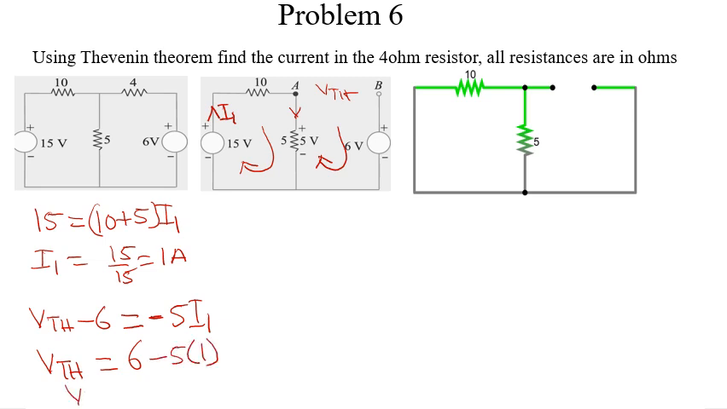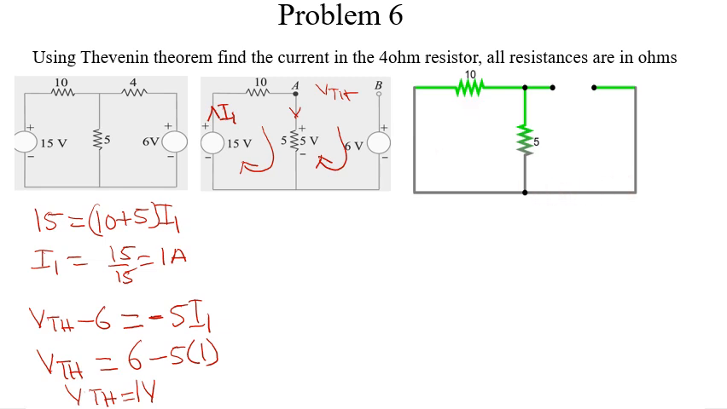So our VTH now becomes 1 volt. Basically VTH is now 1 volt. And after finding VTH, we should find RTH. Finding RTH means we should short circuit voltage sources. This is a voltage source, so we should short circuit it. So here we've short circuited it, and we now have our circuit as this.